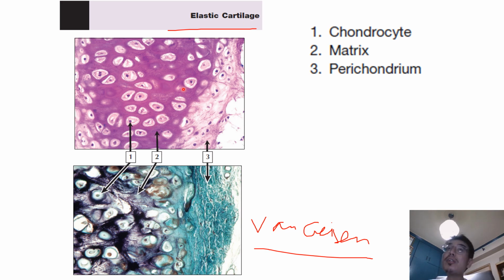With special methods that selectively stain for elastin, as we can see in the second image, the branching and the anastomosing nature of the elastic fibers is more clearly appreciated.